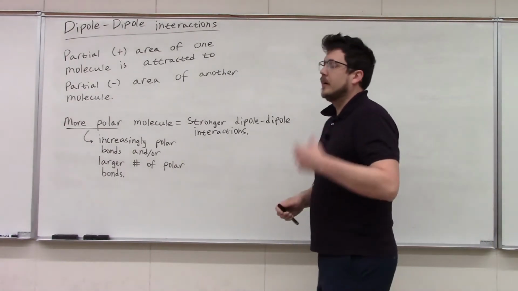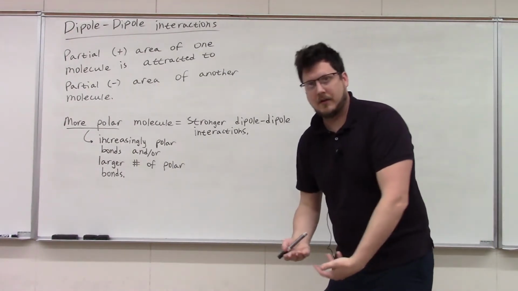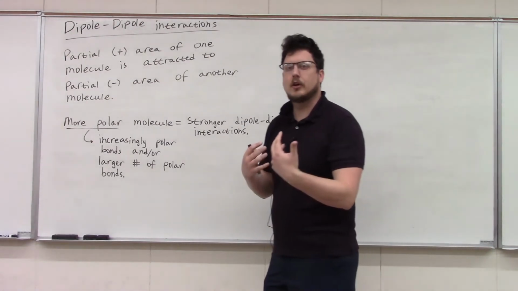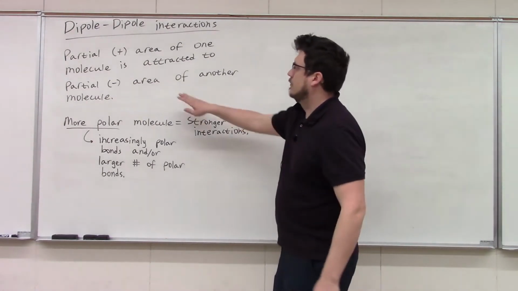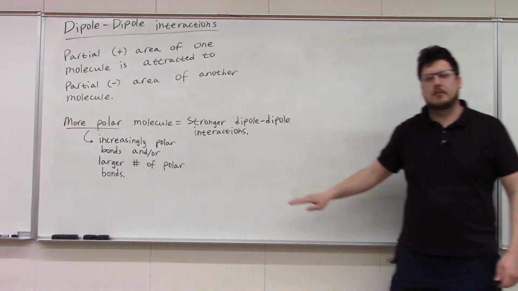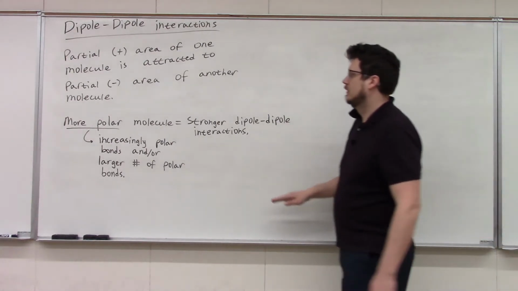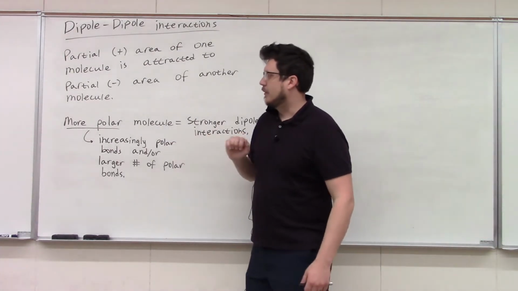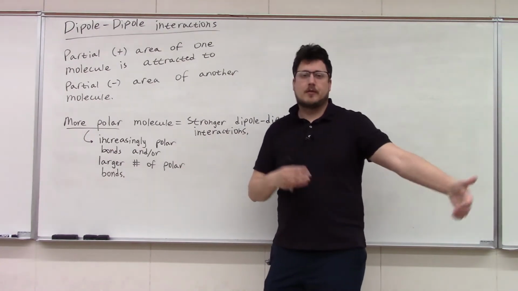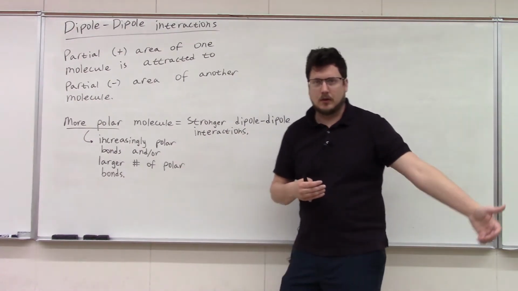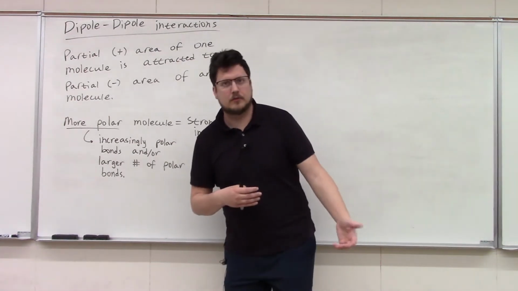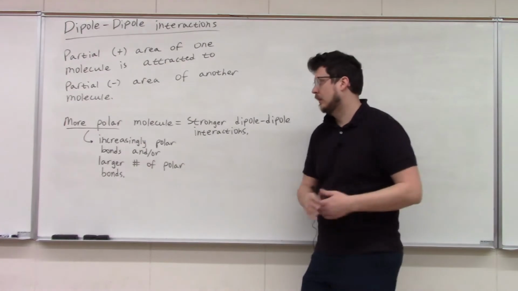Unlike dispersion forces, these are constant areas of partial positive and partial negative. These are not fleeting moments. These are continually occurring. And so the more polar a molecule is, the stronger these forces are going to be. Now, what does it mean for a molecule to be more polar? Well, you can have increasingly polar bonds, so a larger difference in electronegativity in your bond. Carbon and chlorine versus carbon and fluorine, for example. Larger difference equals more polar.